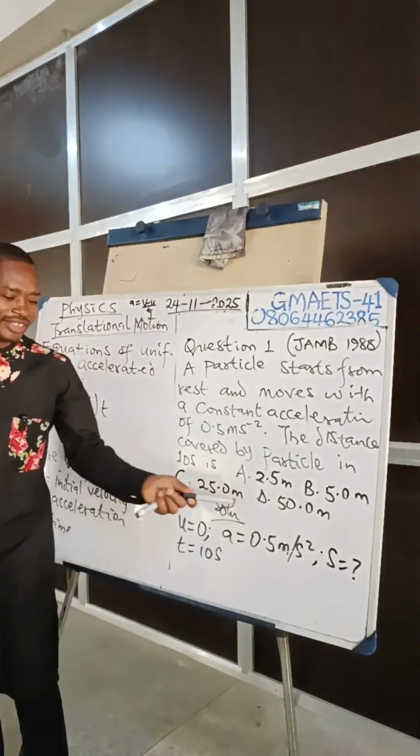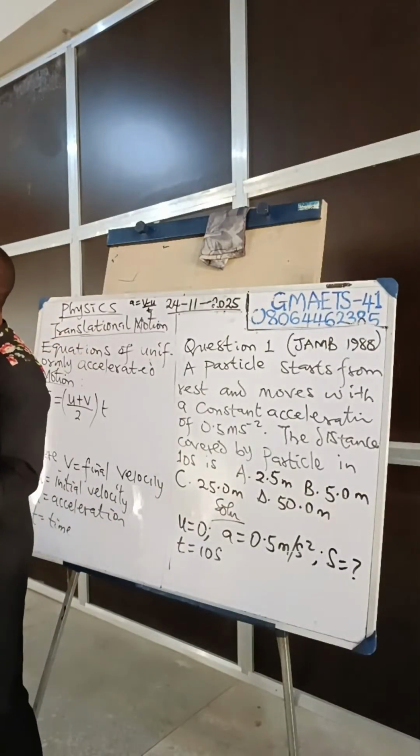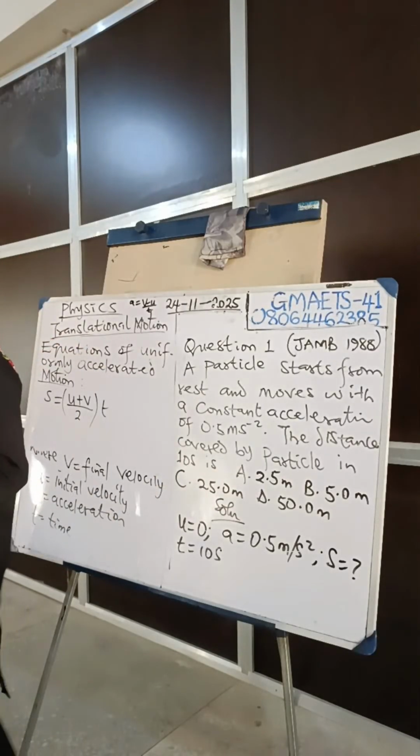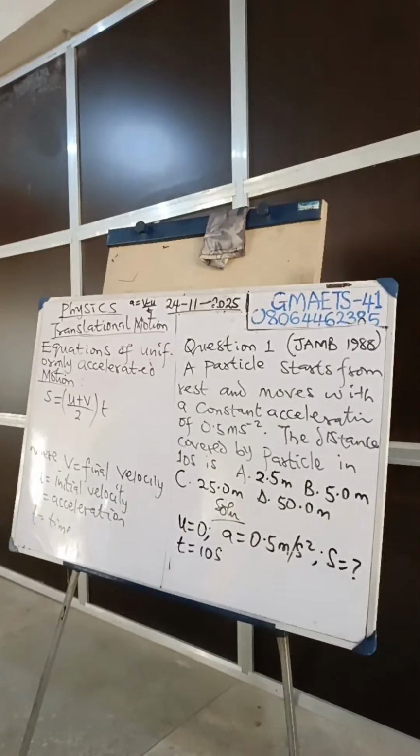Why can't you use the third equation of motion here, even if it contains distance? As long as it contains distance, Chijioke, you can use it to solve.